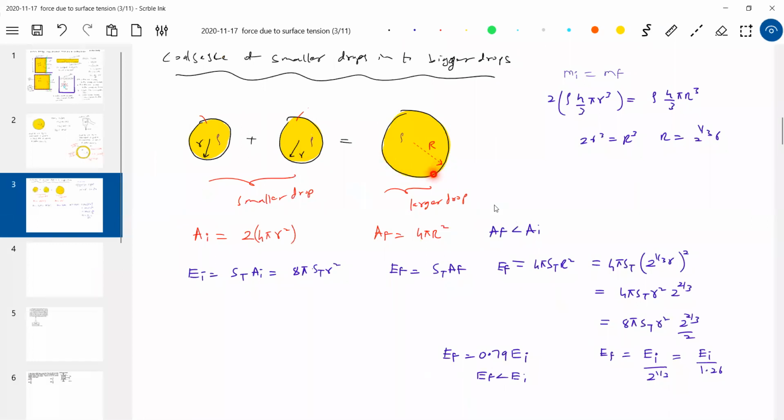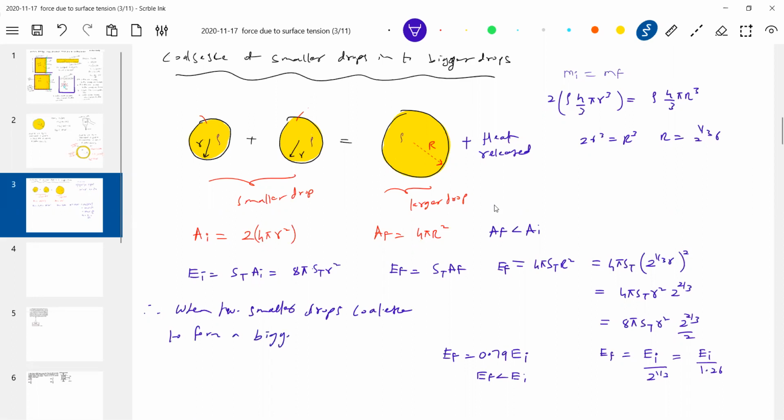Tell me, where does that decrease in surface energy go? Converted into heat and released. Released as heat to where? To the atmosphere. So what is the conclusion I can make? This is a conclusion. When two smaller drops coalesce, surface area decreases, surface energy decreases, and hence heat is released. And better say energy is released.